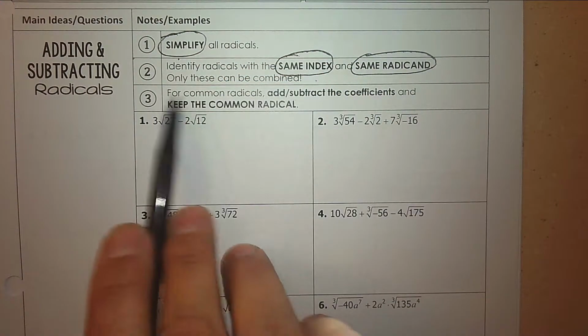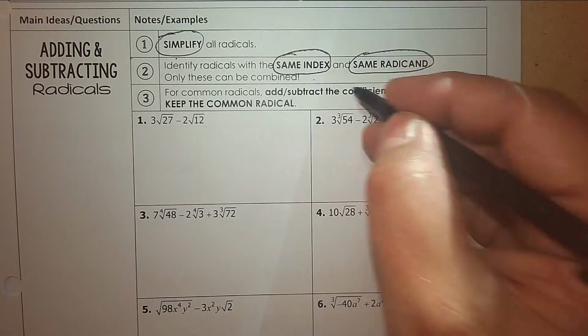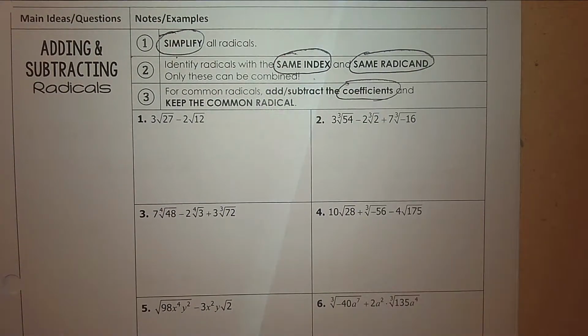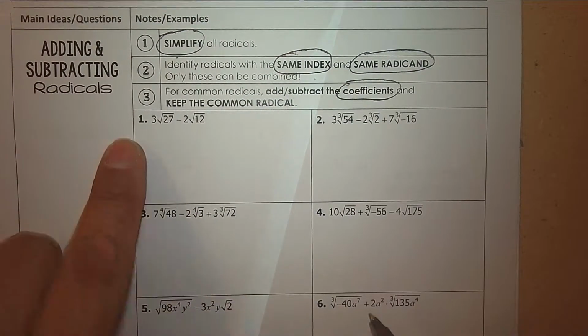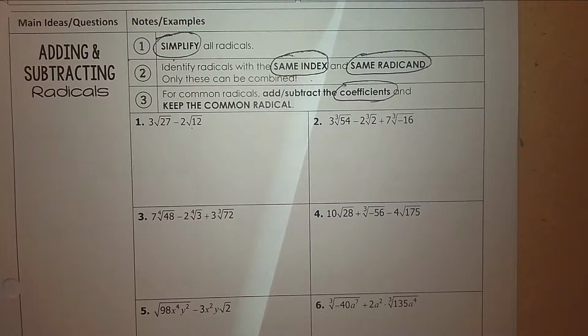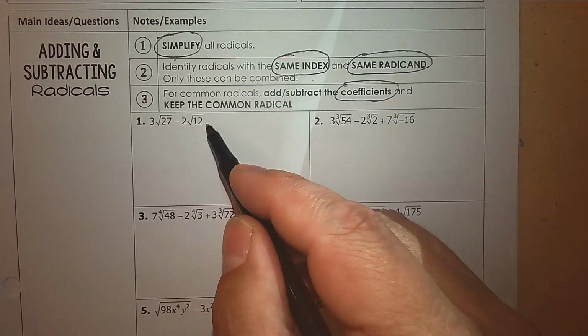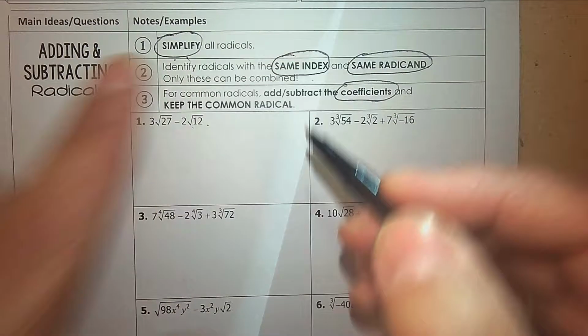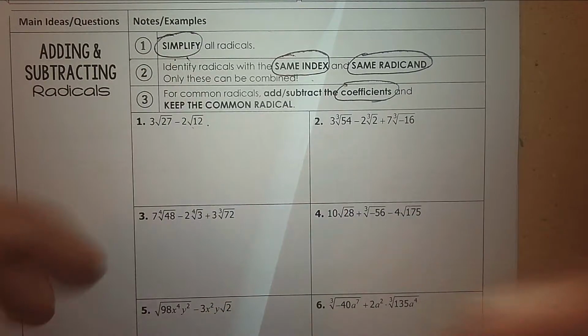So for common radicals, you add and subtract the coefficients. Those are the big numbers in front, and then keep the common radical. Let's see. Number 1, both of them are square roots, but they don't have the same radicand. Like one's 27 and the other is 12. So first we have to simplify, and then we can see what we can do.